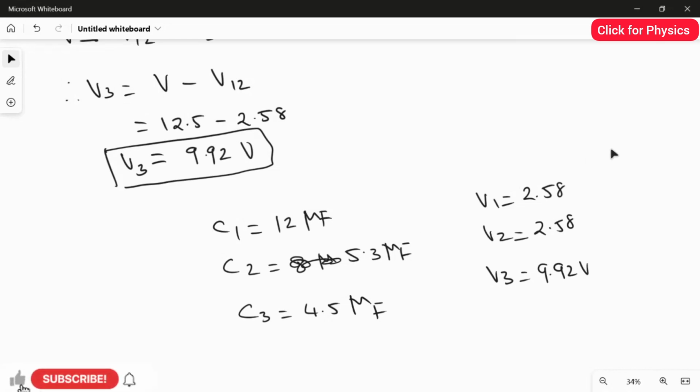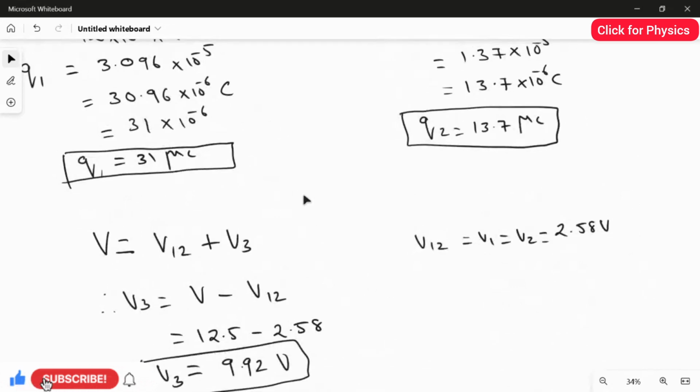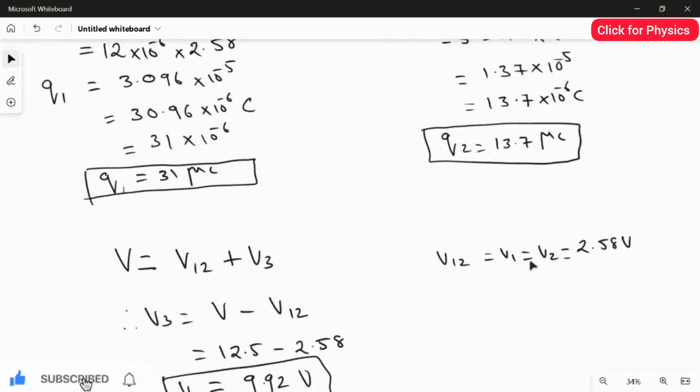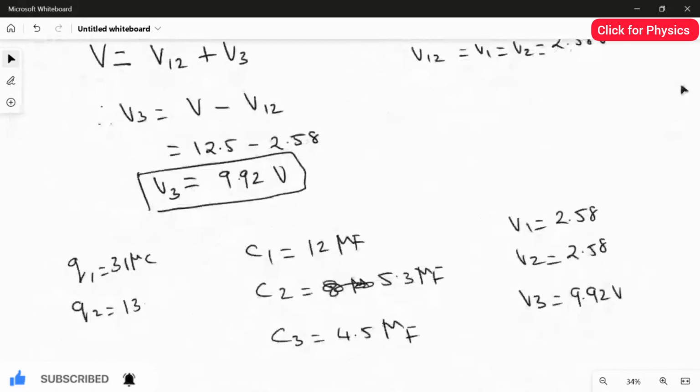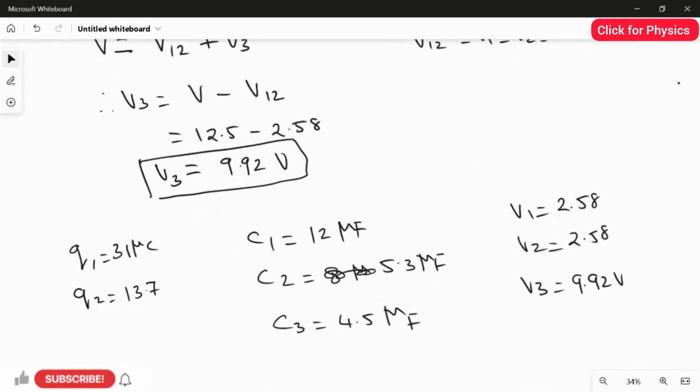And what else? Charge. What is the charge? Q1 and Q2, I'm going to write the values. Q1 is equal to 31 microcoulomb, and Q2 is equal to 13.7 microcoulomb, and then Q3 is equal to 44.6 microcoulomb.